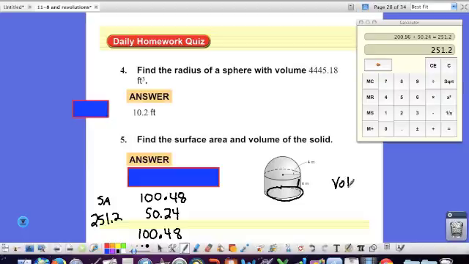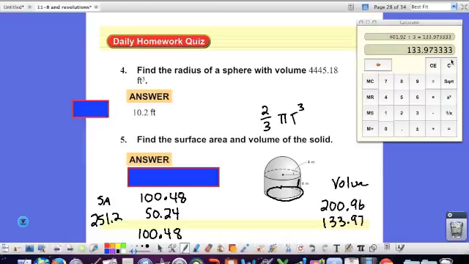Now for volume, I much prefer volume. Area of the circular base was 50.24 times the height. So the volume of the cylinder is 200.96. For the half of a sphere, so 2/3, half of 4/3 is 2/3, pi r cubed. So 4 times 4 is 16, and 16 times 4 is 64, times 3.14 times 2 equals that number, divided by 3 is 133.97.